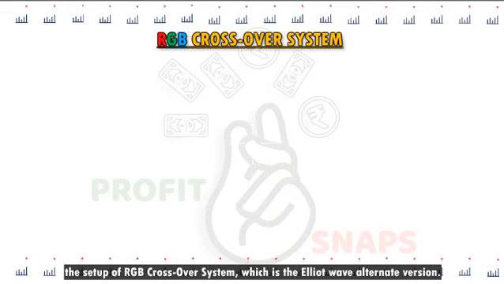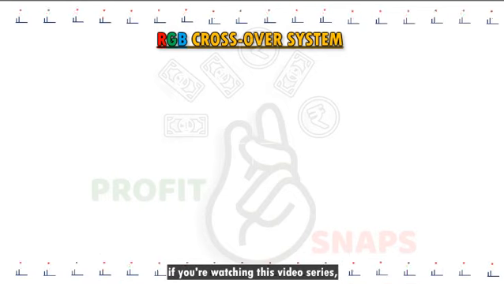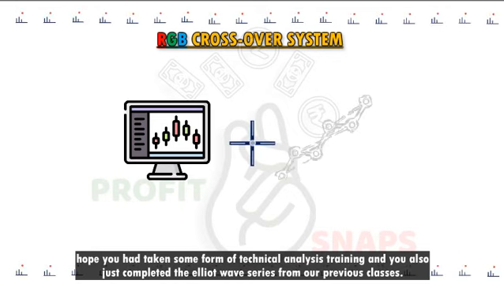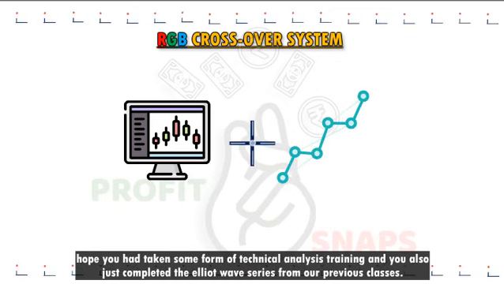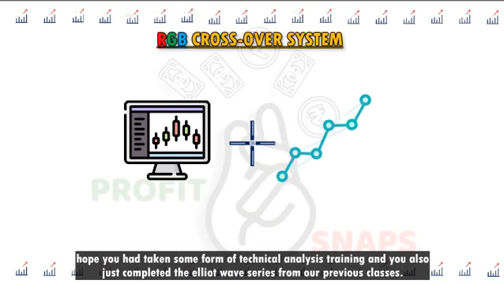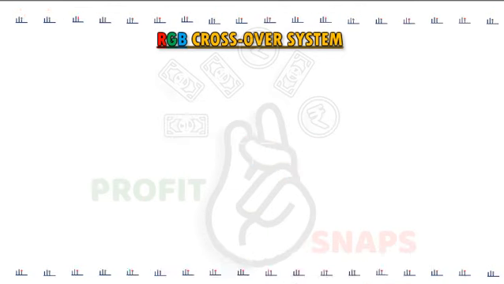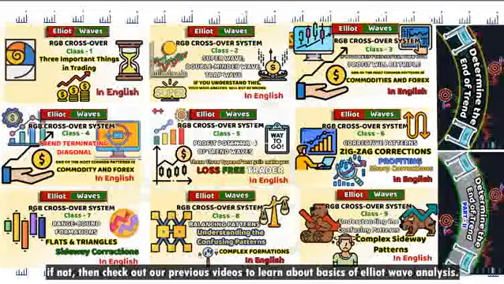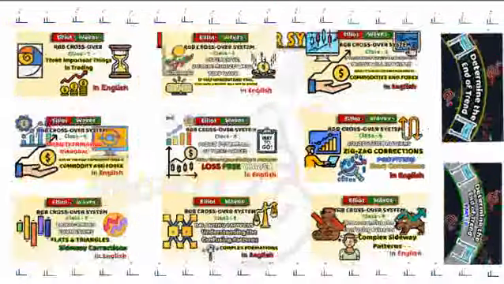In this learning module we are going to illustrate the setup of RGB Crossover system, which is the Elliot Wave alternate version. If you are watching this video series, hope you've taken some form of technical analysis training and you also just completed the Elliot Wave series from our previous classes. If not, then check out our previous videos to learn about basics of Elliot Wave analysis.